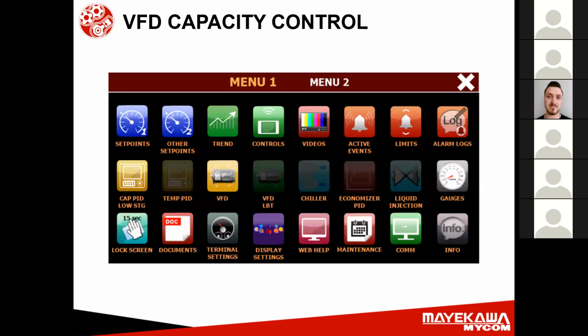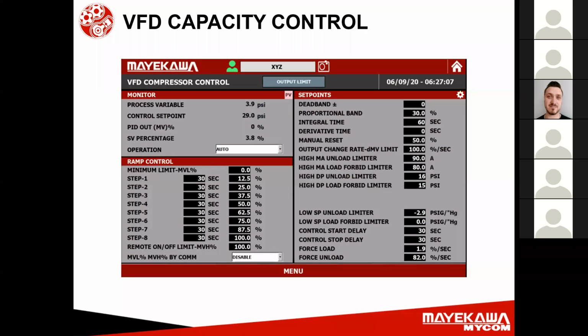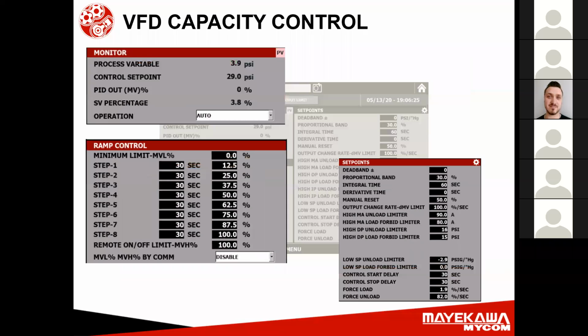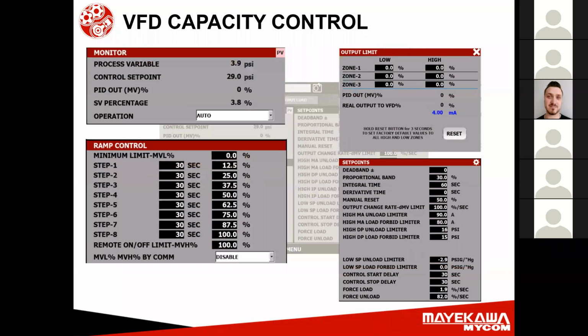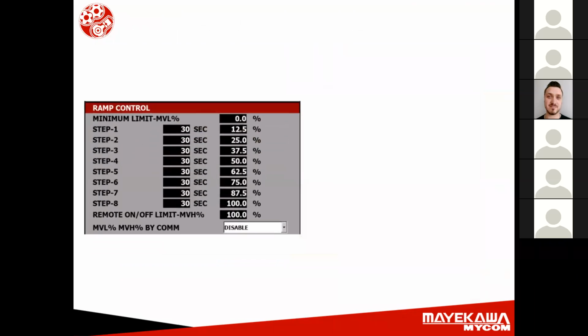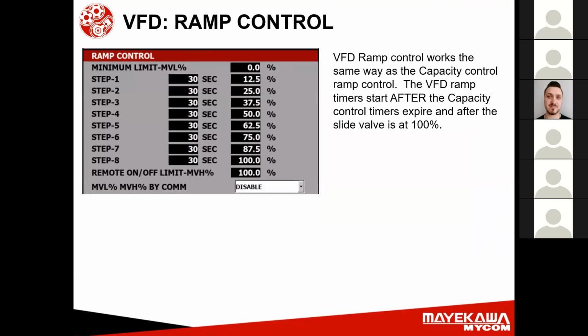Next, we'll move on to the VFD capacity control. The VFD capacity control is very similar to the slide valve capacity control, and I'm only going to go over the additions or differences. In addition to the three similar windows being monitor, ramp control, and set points, we also have an output limit window in the VFD capacity control. VFD ramp control works the same as the capacity control ramp control. The VFD ramp timers are active after the capacity control timers expire and after the slide valve is at 100%.